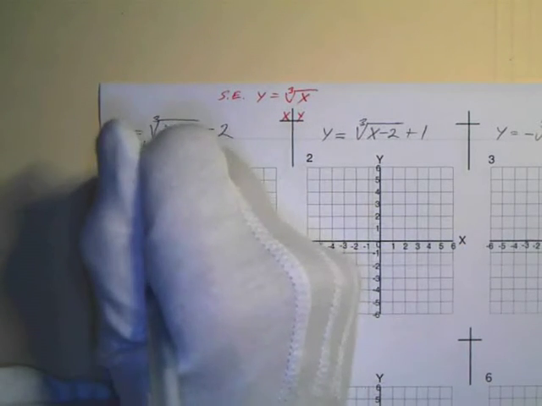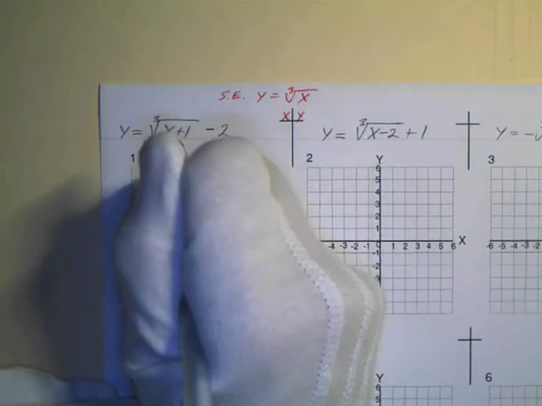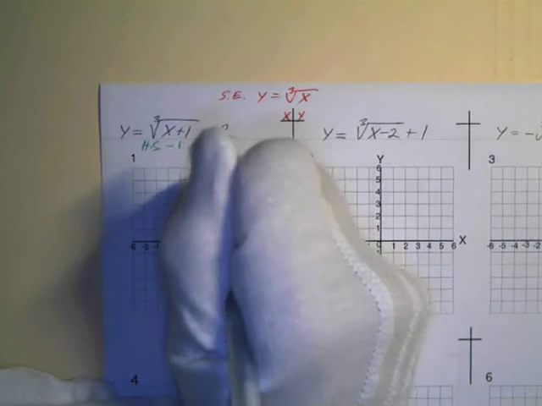It's going to be opposite sign, horizontal shift. Opposite sign is -1. And my vertical shift, same sign, is -2.